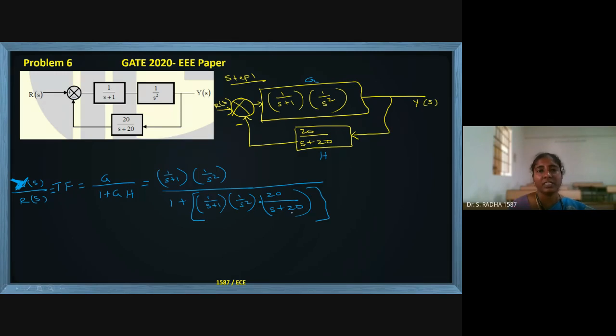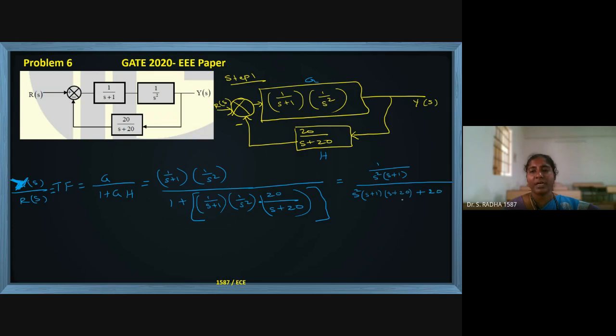So make LCM and simplify this. Here in the numerator, what we have is 1 divided by S square into S plus 1. Denominator, if you make LCM, what will happen? S square into S plus 1 into S plus 20 is the first term in the denominator.